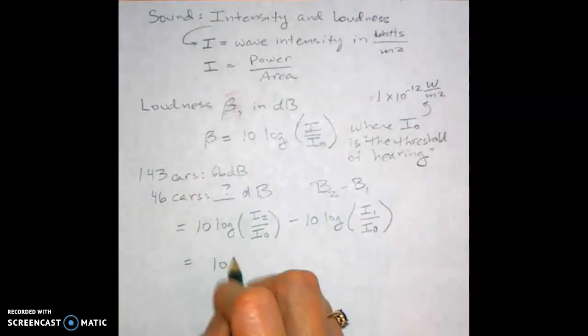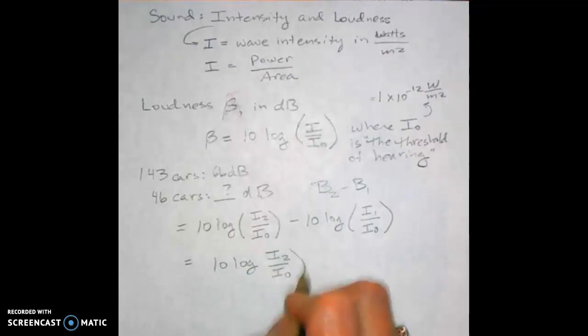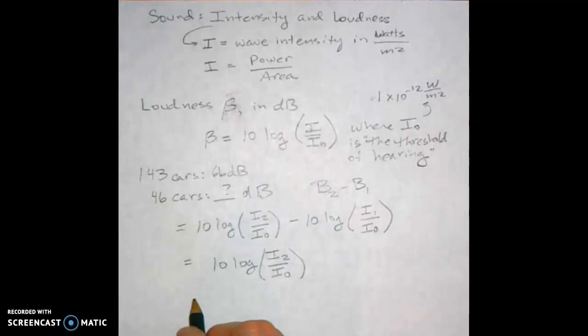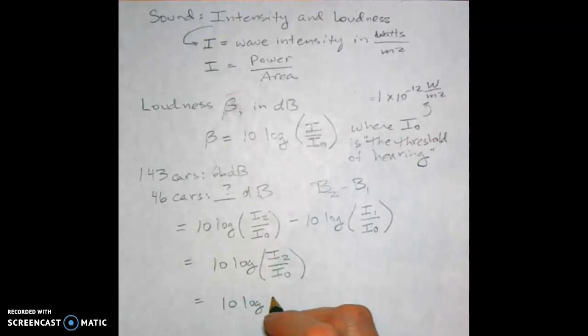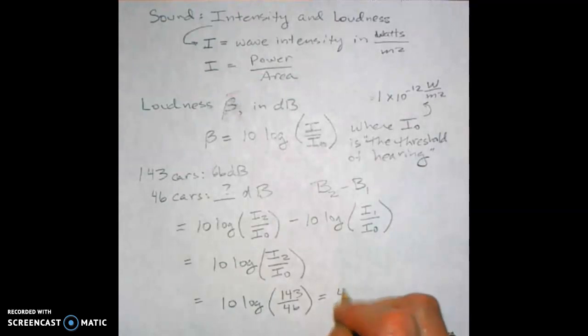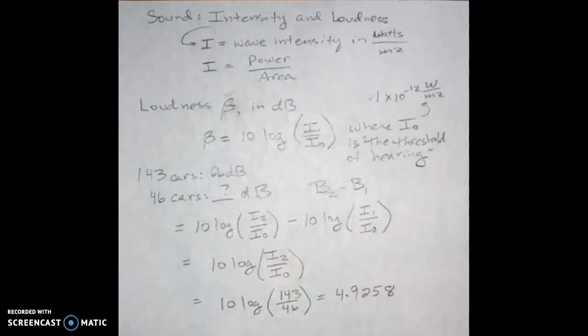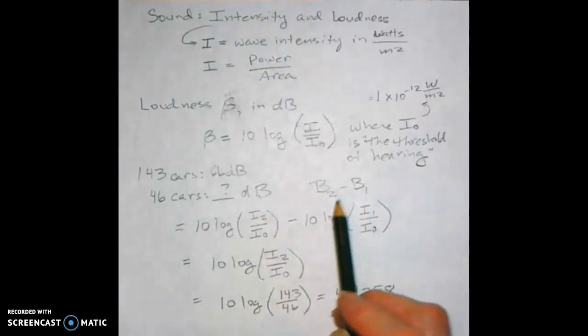Because we're working with logs, our subtraction turns into something that looks an awful lot like division right here. So I'm just going to substitute the number of cars I have, because the number of cars is directly proportional to the intensity. So I'm just going to take the base 10 log of 143 divided by 46. When I do that, calculator time, please try it on yours, I get 4.9258. Now, that's in decibels, but that's not my answer. That's the difference. I was solving for the difference.